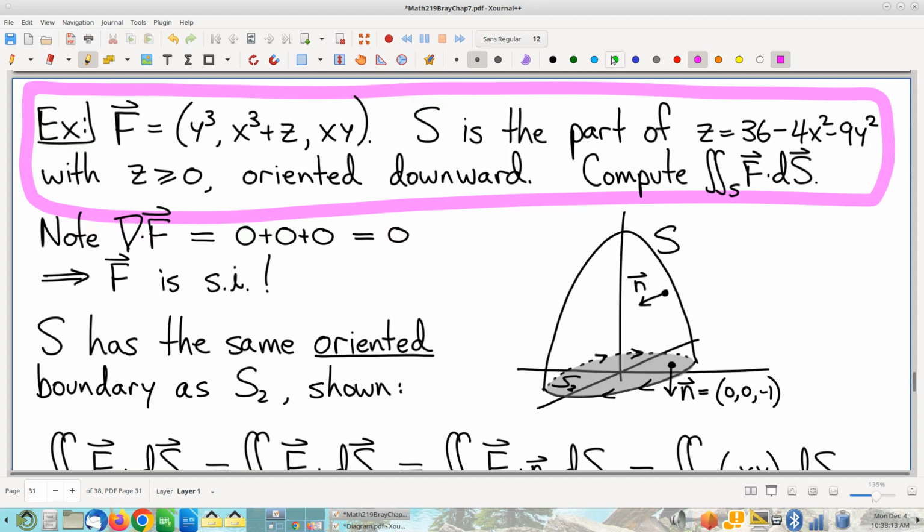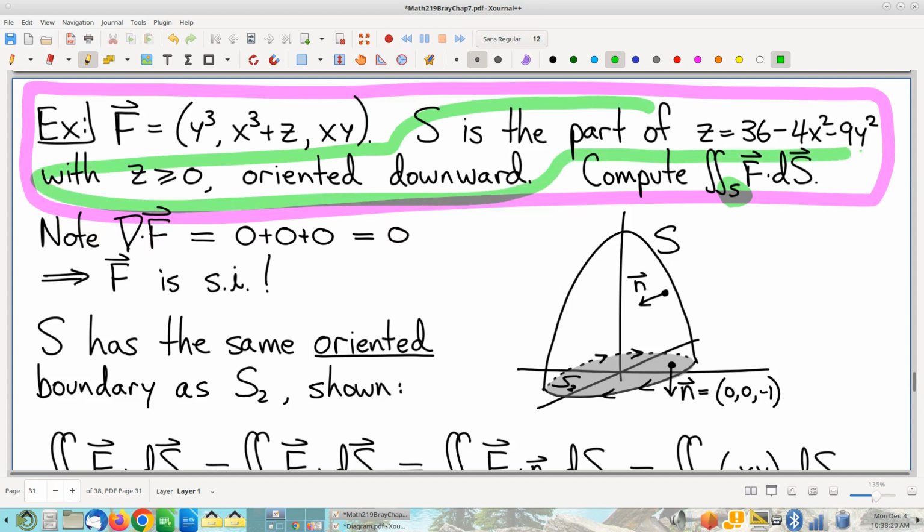Why can't we use the divergence theorem? And this comes about by looking at our surface. There's our surface. It's a certain part of this paraboloid. Paraboloids look like this, right? The paraboloid, of course, extends infinitely downward. We only want the part where z is positive, so our paraboloid ends like that. Nevertheless, anyway, there's our surface.